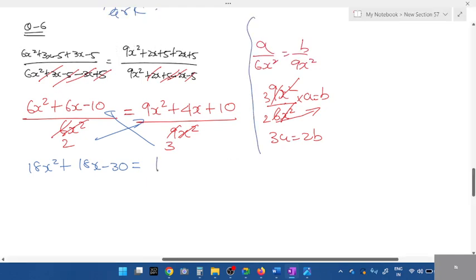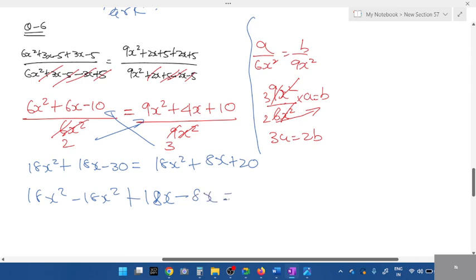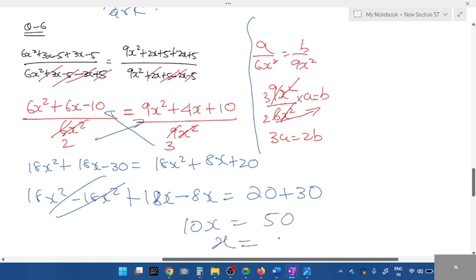Next, 18x square plus 2 4s are 8x plus 20. Shift all to one side, 18x square minus 18x square plus 18x plus 8x goes to the other side, minus 8x is equal to 20. Minus 20 goes to this side, plus 30. 18 minus 8 is 10x. 10x is equal to 50. X is equal to 5.